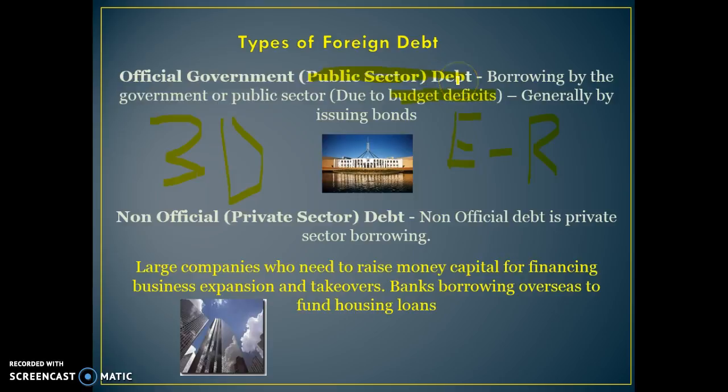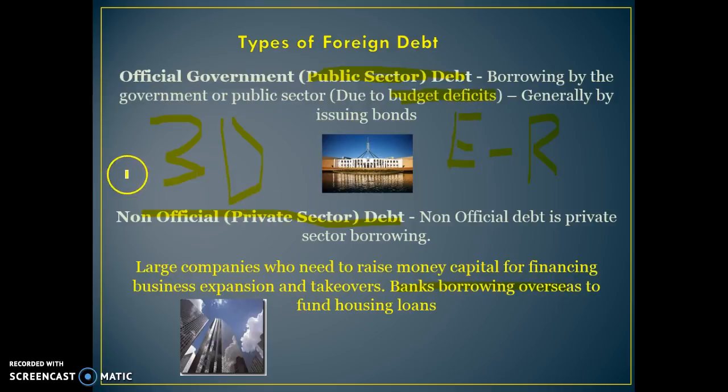So the government owes over $300 billion, mainly overseas, but also to the private market. The public sector debt is government borrowing. Non-official private sector debt is the debt of the private sector. Most of this debt is owned by large companies who basically need money to grow, and therefore they borrow from overseas to get the actual capital they need to expand and start their business. It's also increasing because banks are continuing to have to borrow from overseas to fund housing loans. When people are getting these loans from the banks, they're having to take out big mortgages that the banks don't have enough savings to meet, and therefore they're borrowing from overseas as well.